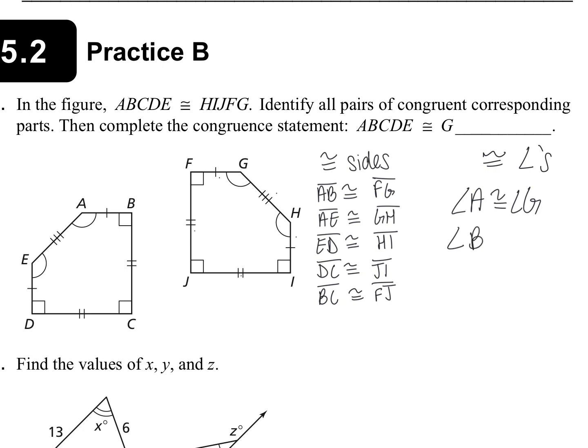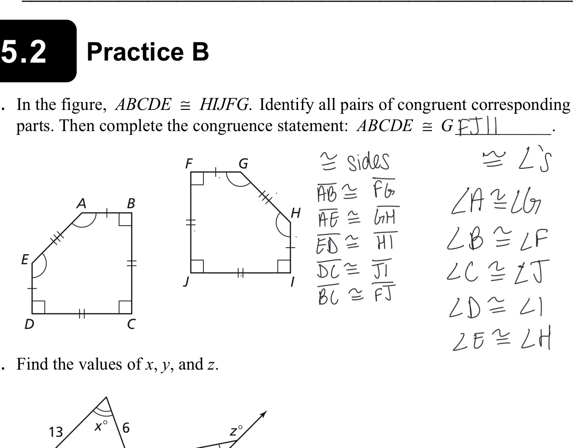Angle B is congruent with angle F. Angle C is congruent with angle J. Angle D is congruent with angle I. Angle E is congruent with angle H. So looking at it, what would my congruency statement be? A, B, C, D, E is congruent with G, F, J, I, H. Good. Any questions on number 1? Again, it's matching. We should know how to match.